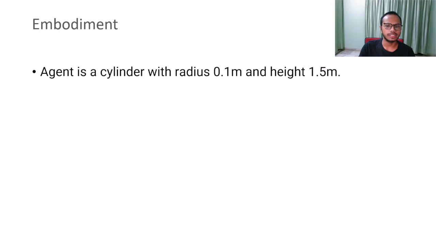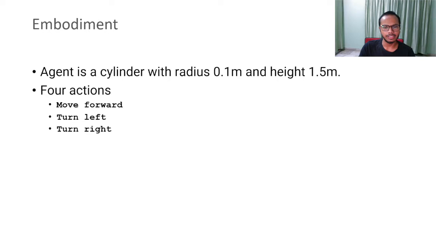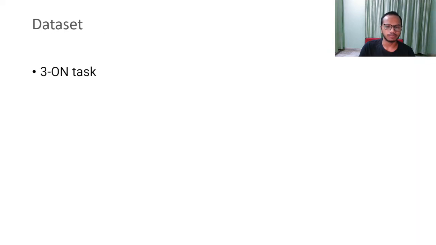The embodied agent is a cylinder of radius 0.1 meter and height 1.5 meter. At each environment step, it can take one of four actions: move forward by 0.25 meter, turn left by 30 degrees, turn right by 30 degrees, or call found. Calling the found action incorrectly terminates the episode.